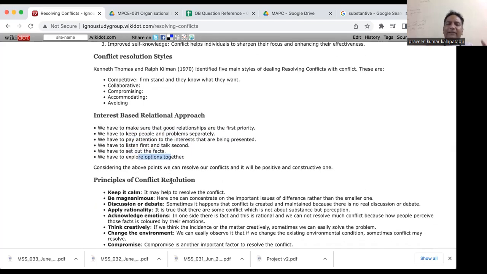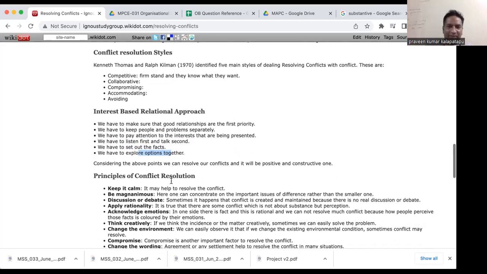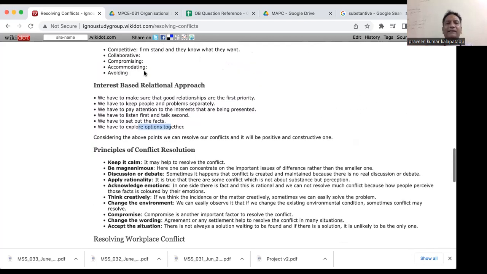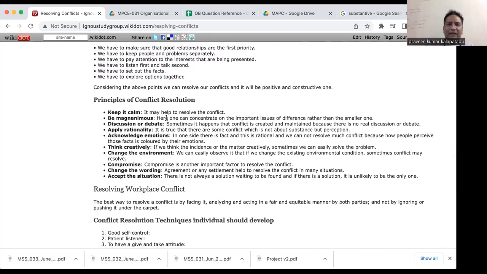But the main point here is that people and relationships are the first priority. Goals come second. Rather, you resolve the goals, taking relationships as the first priority. That is what this is. You can probably take it from the name, relational approach.